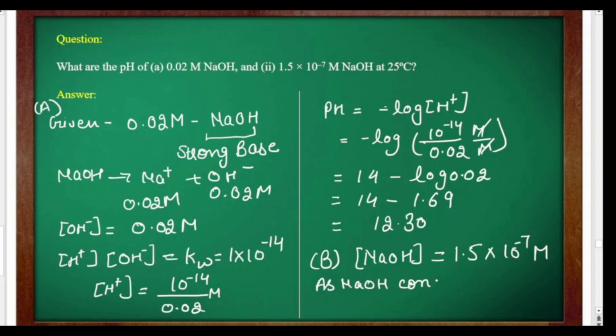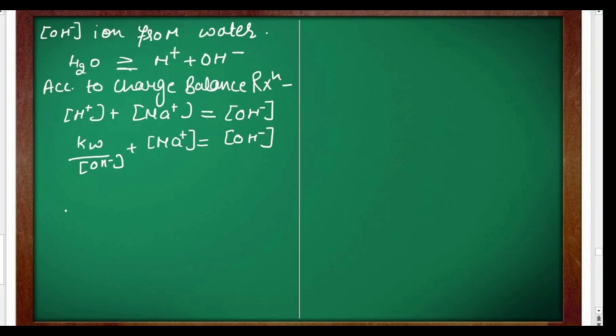In Part B, sodium hydroxide concentration is 1.5 multiplied by 10 raised to power minus 7. As sodium hydroxide concentration is very low, we cannot ignore hydroxide ion coming from water. Water dissociates and gives hydrogen and hydroxide ion. According to the charge balance equation, the sum of positive charge ions is equal to the sum of negative charge ions. Sum of hydrogen and sodium ion is equal to hydroxide ion. Putting the value of hydrogen in terms of hydroxide ion, we get a quadratic equation in hydroxide ion.